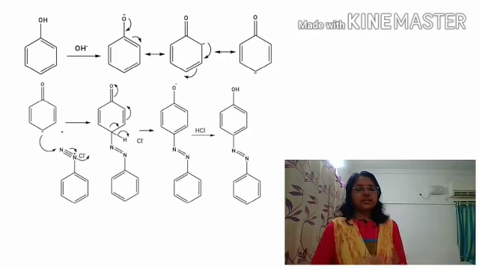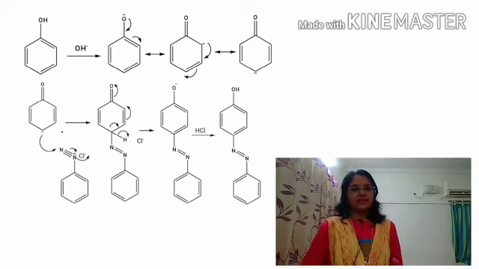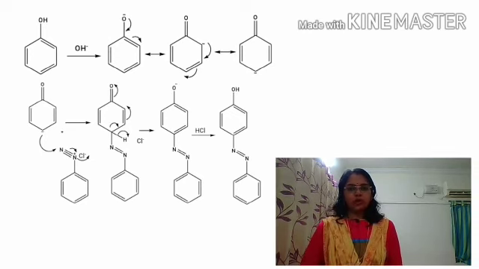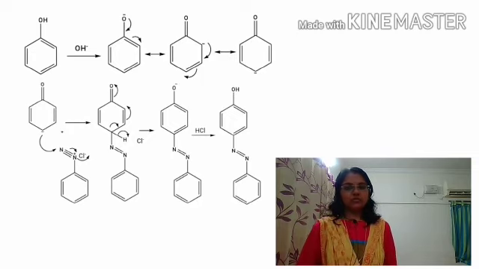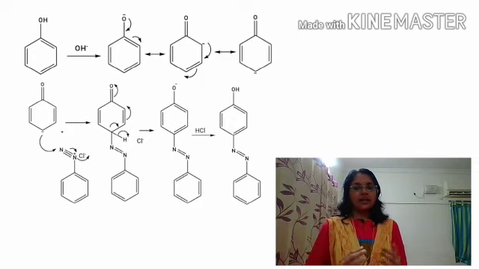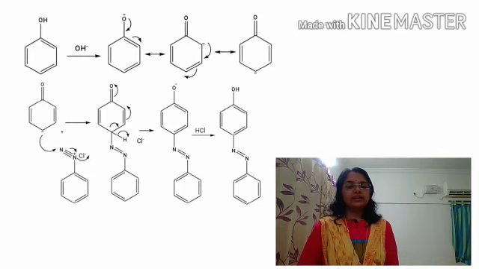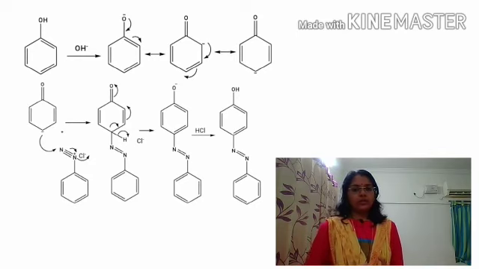In the second step, the negative charge present at the para position of the phenoxide ion attacks the benzene diazonium chloride and results in the formation of a bond, with the expulsion of a chloride ion from the diazonium salt. The last step is the expulsion of a proton from the para position by a base, resulting in the formation of an azo compound, and the aromaticity is retained in the phenol ring.